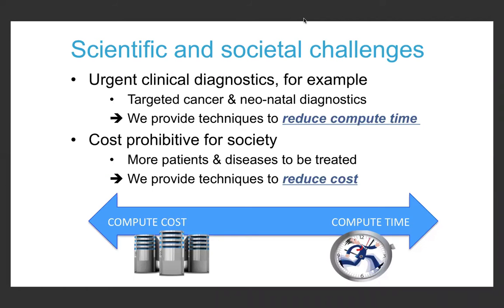These challenges in data analysis and data collection prevent us from applying DNA analysis for a wider population. In order to make DNA analysis practically viable, we need to reduce the time it takes to perform the analysis and also reduce its cost. Reducing the compute time of DNA analysis allows us to apply it for urgent clinical diagnostics applications. For example, applying it for targeted cancer therapy, what is called precision medicine, or applying it for neonatal diagnostics cases.